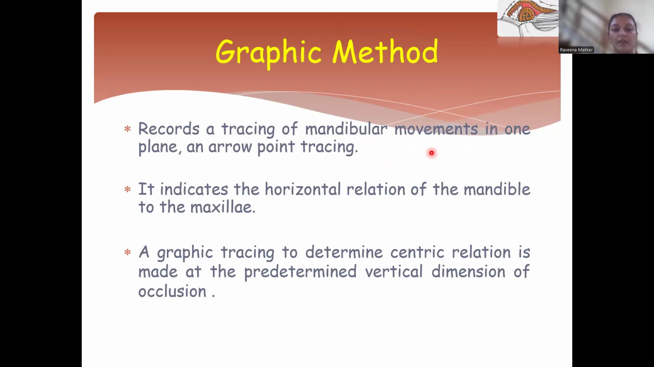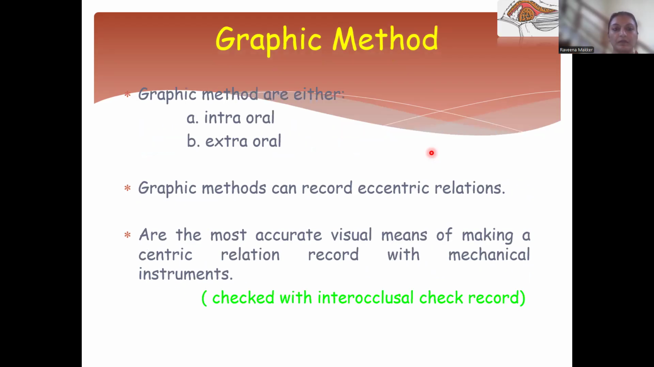A graphic tracing is to determine that centric relation is made at the predetermined vertical dimension of occlusion. Whenever we record centric relation, it is mandatory that the vertical dimension of occlusion is predetermined and then the centric relation record is made. Now, the graphic methods can either be intraoral or extraoral, and they can also record eccentric relations.